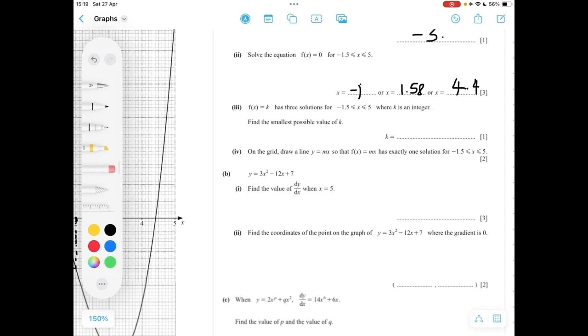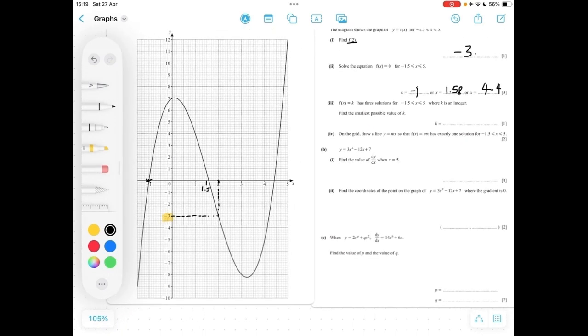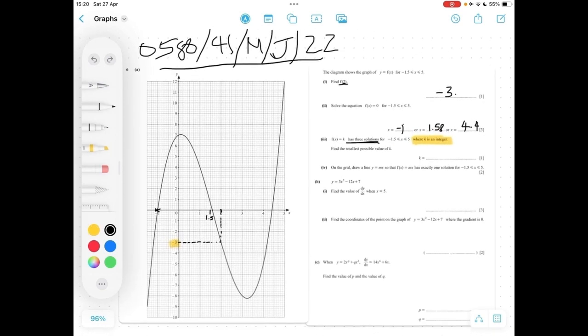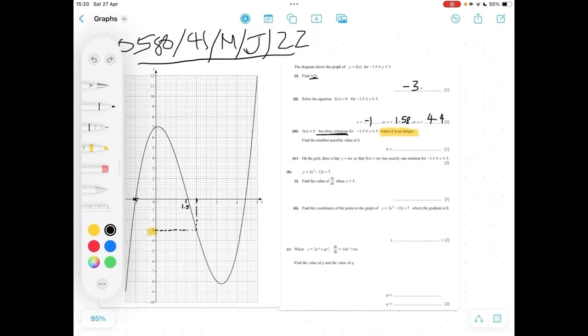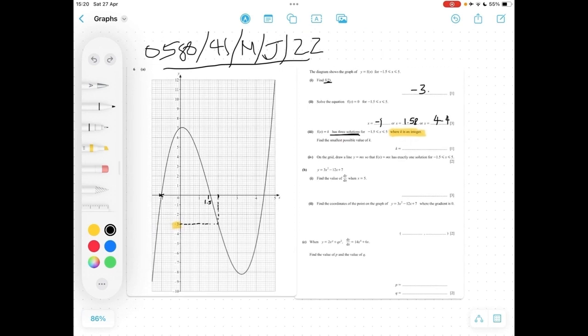And now the next part. f of x equals k has 3 solutions, where k is an integer. Find the smallest possible value of k. Okay, so the important thing to note is that k is an integer. When f of x is equal to k, it's saying that y is equal to some number. And when you draw that, the line f of x equal to k would look something like this. This is the line k. And this is f of x, this curve.